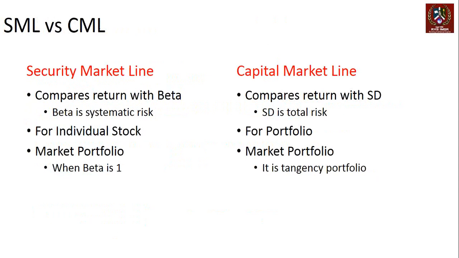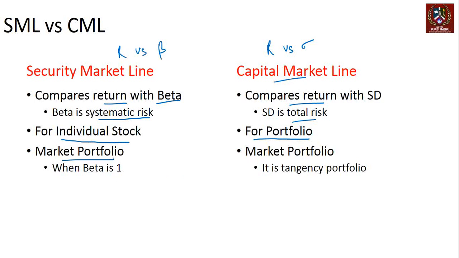Quickly, the discussion between the security market line and the capital market line, commonly confused concepts. The first one compares return with beta, which is only the systematic risk. The capital market line compares return with risk. So here you have return versus sigma. Here you have return versus beta, right? This is for a stock, while the capital market line is for the entire portfolio. Market portfolio is when beta is 1.